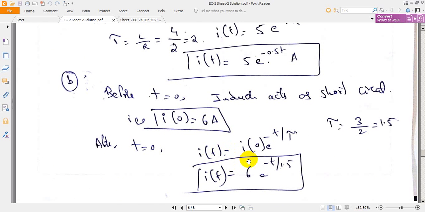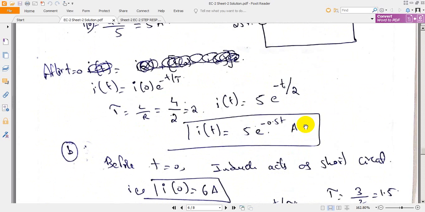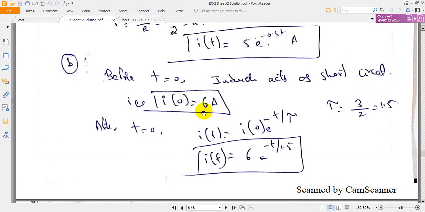After t is equal to 0, if you check this circuit, when we are removing this, only this part is isolated and this part is isolated. We can say that it is an RL circuit without any power supply, hence it is an RL free response. As it is an RL free response, you can write it as i(t) is equal to I naught e power minus t by tau. What is tau? Tau is L by R.